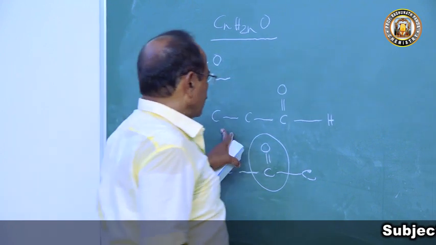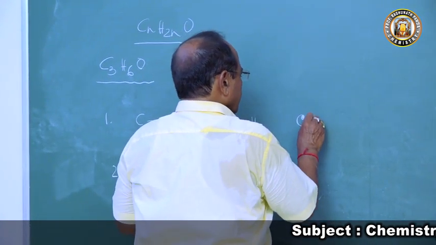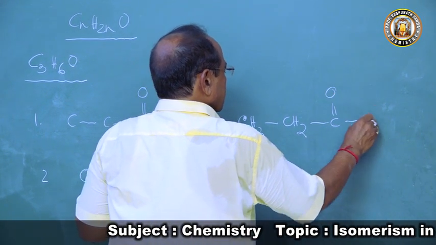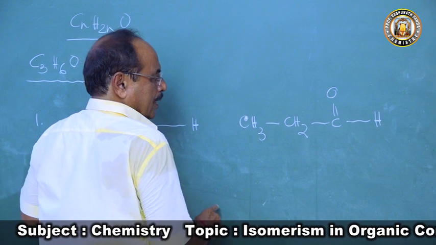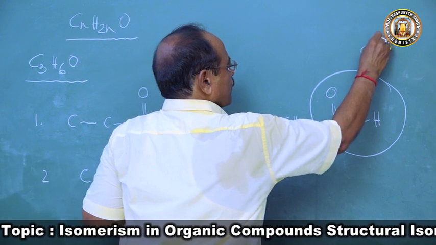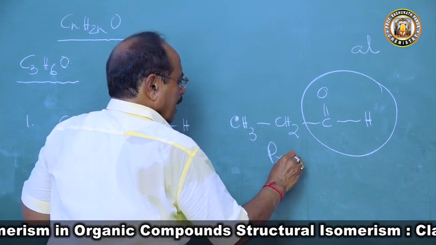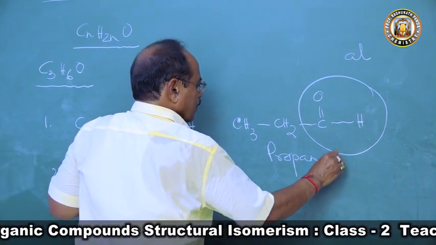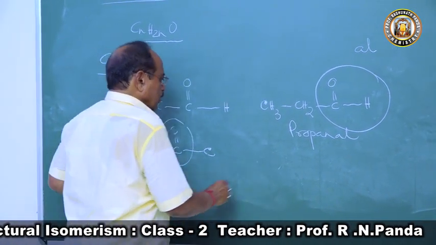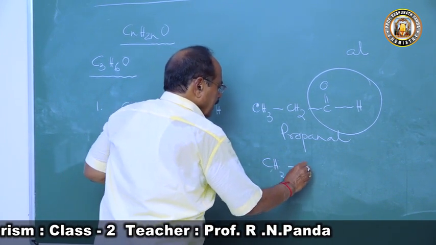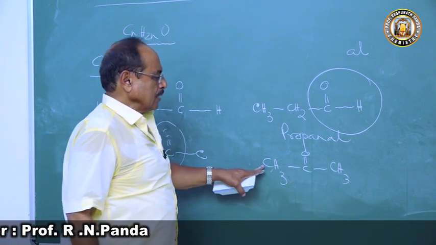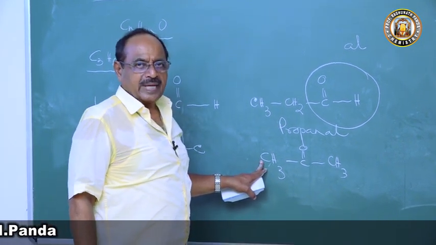So now if I put the hydrogen atoms here, this is CH3, CH2, CHO. There are 3 carbon atoms, propane, and the CHO group is the aldehyde group. Aldehyde group is called al, so it is called propanal. And here if you write the hydrogen atoms, CH3, then CO, then CH3. 3 carbon atoms are there, so it is a derivative of the hydrocarbon propane.